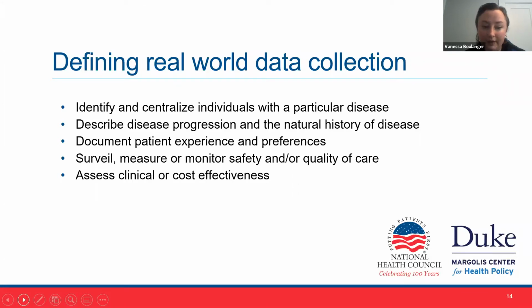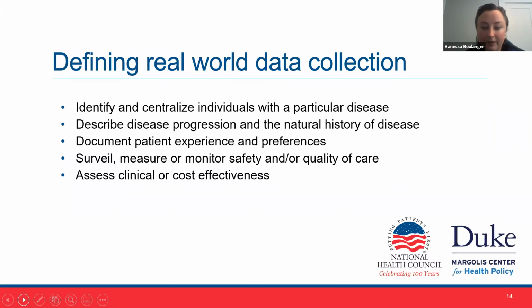So really understanding risk-benefit or trade-offs that a patient population might be willing to make. They can be used as surveillance tools, like epidemiological surveillance tools for a disease outbreak, for example, or they can be used to measure and monitor safety of a product or a therapy, and also quality of care or standards of care. And then the data coming out of registries can also be used to assess clinical or cost effectiveness of different treatments.